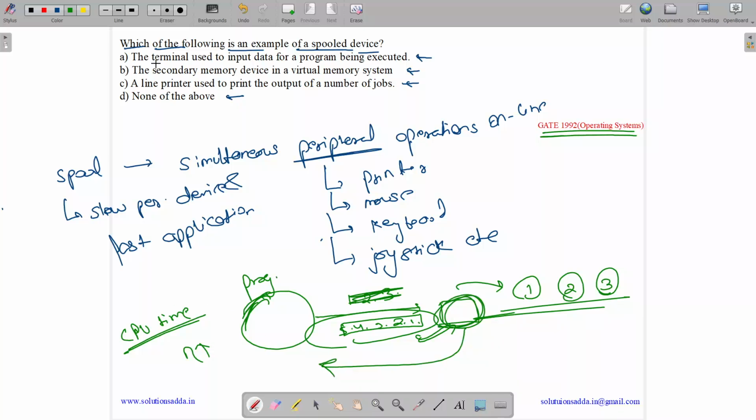Okay. So see, the terminal used to input data for a program being executed. If we are inputting the data, then this input operation is itself a slow process and the terminal processing is fast. So there is no need of spooling. The secondary memory device used in a virtual memory system is not at all related to spooling. A line printer used to print the output of a number of jobs. Yes, we use spooling for this as the printing process is slow and the software which gives the print command is a faster process and thus it can increase its efficiency by using spooling. None of the above? No. So the answer is option C.